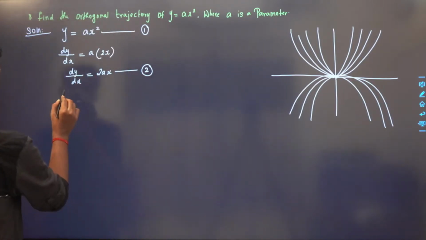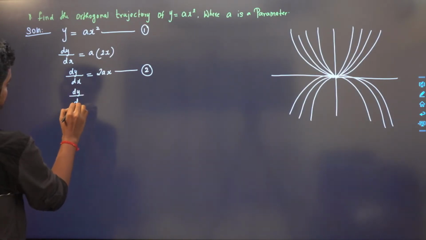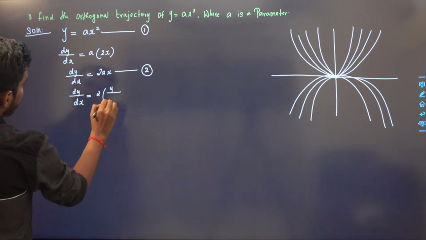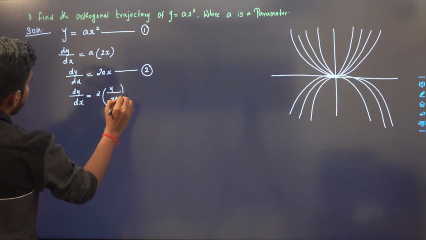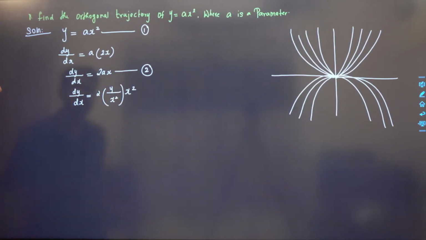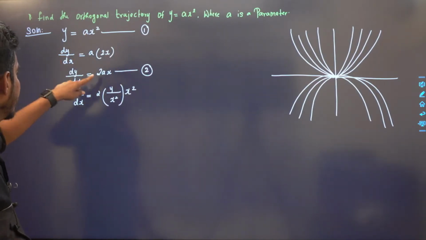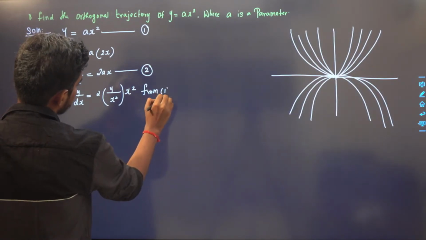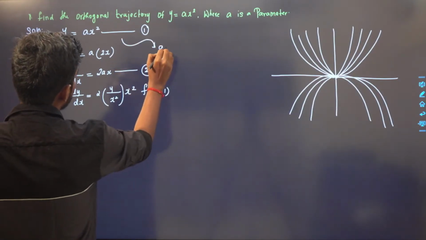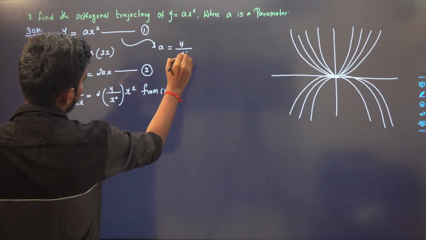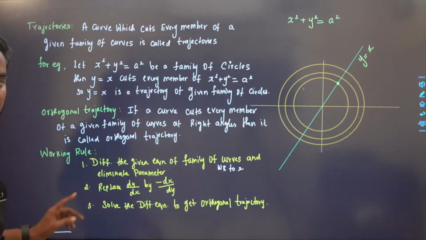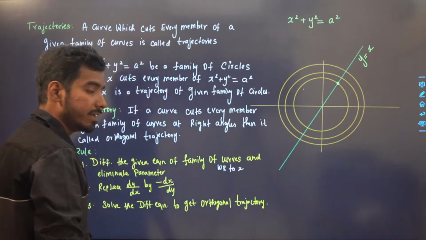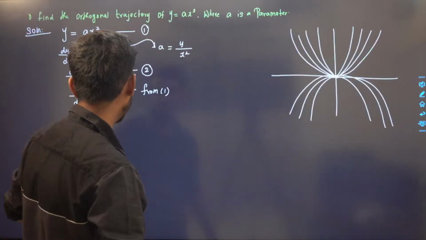So replace that. We have dy by dx is equal to 2 into, instead of a, I'm going to write y by x square, into x square, right? So from 1, a is y by x square. So we have completed the first step: differentiate the given equation of family of curves with respect to x and eliminate the parameter. So we are done with this, right?